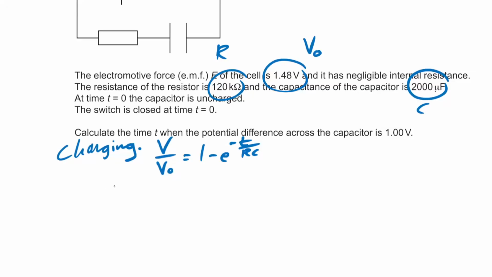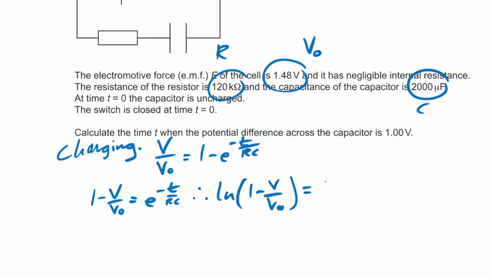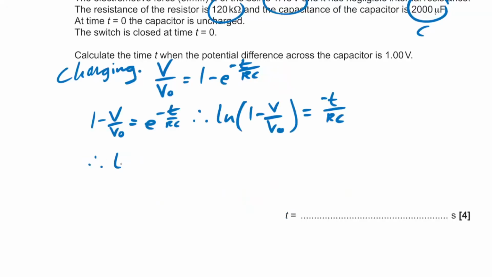So all we're going to do is, just rearranging this, 1 minus V over V0 is equal to e to the minus t over RC. So therefore, take the log of both sides, natural log. Yes, I can say log, I don't have to say ln, I hate saying ln. It is a log. So that's equal to minus t over RC. Therefore, t is going to be equal to minus RC times the log of 1 minus V over V0.